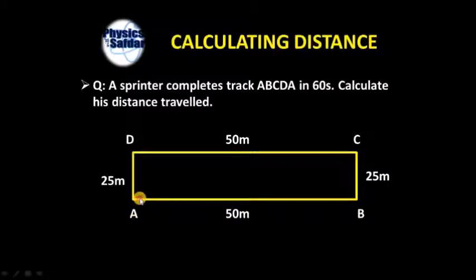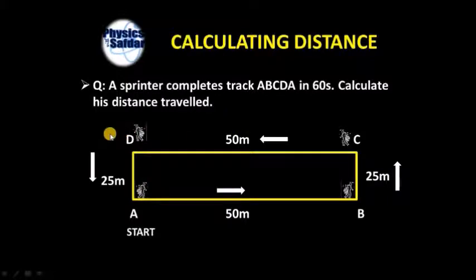The sprinter starts at point A, then moves to point B and covers distance 50 meter. Then moves to point C and covers distance 25 meter. Then C to D and covers distance 50 meter. And finally from point D to point A and covers distance 25 meter. And we need to calculate the total distance covered by the sprinter.